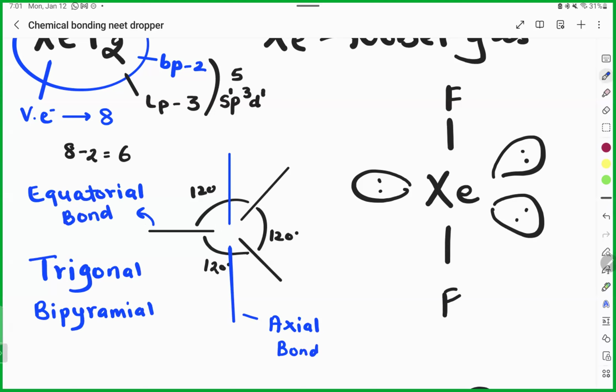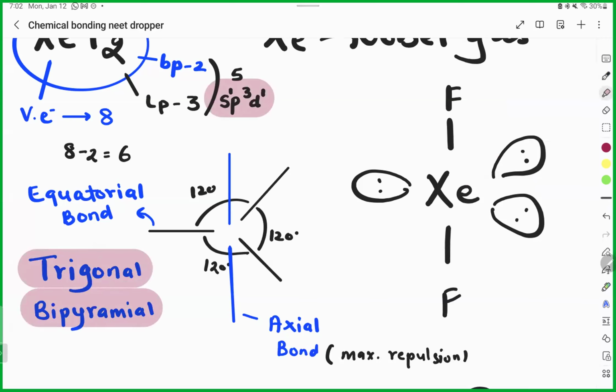Because in axial bonds they are exactly opposite to each other, there will be maximum repulsion. So whenever you get five number, whenever you get sp3d hybridization, it should always be trigonal bipyramidal, logically, because there are total five bonds in trigonal bipyramidal. It is fine. I got the result of Pratigya and Anvita.